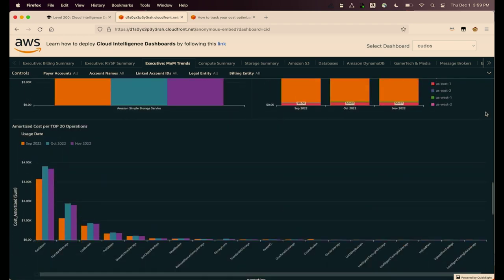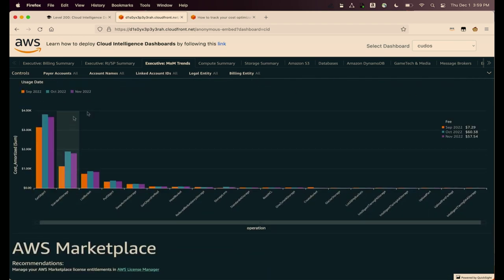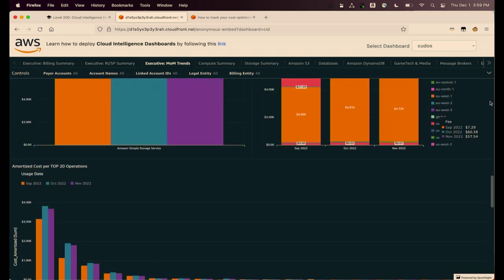I can drill down further and learn what the API requests are. So I see that they're get objects and they kind of are increasing month over month. So now in a few seconds, I was able to drill down on a trend that I caught. Now you can switch this to week over week trends, whatever floats your boat.